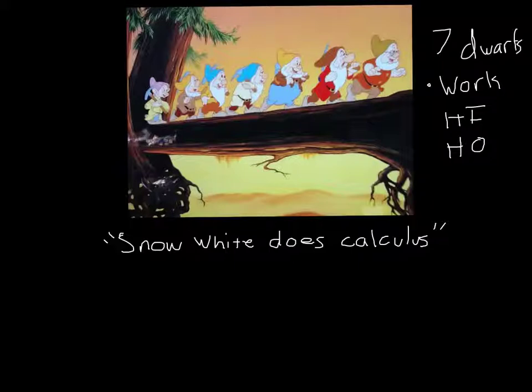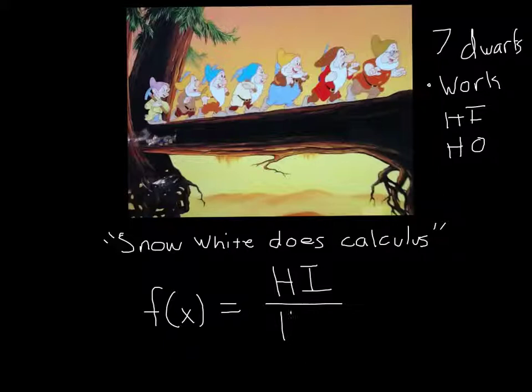So let's write a new function. Let's write our function f of x, and I'm going to say that that's equal to hi divided by ho. Now all we have to remember is Snow White and the 7 dwarfs. Hi is the numerator, the function up top. Ho is the denominator, the function down bottom. And then we can easily take our derivative.